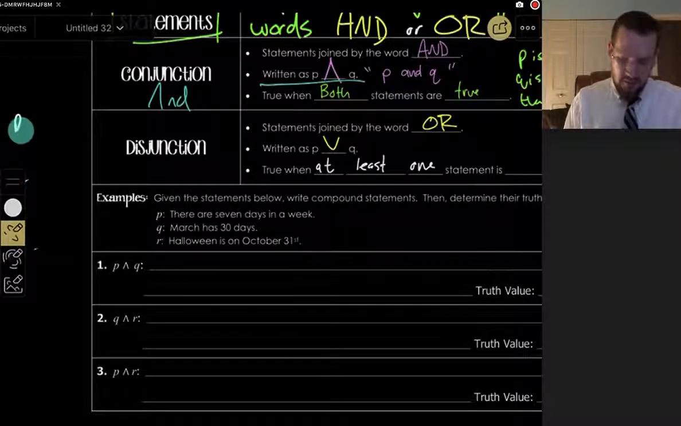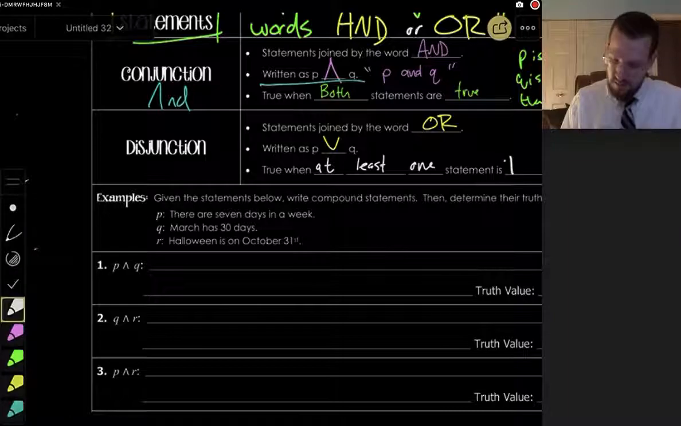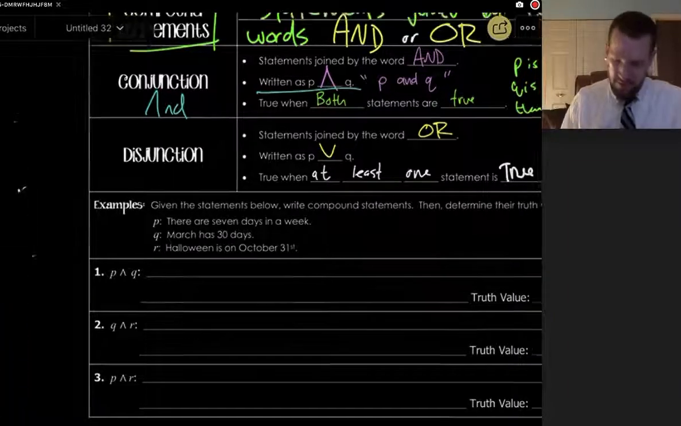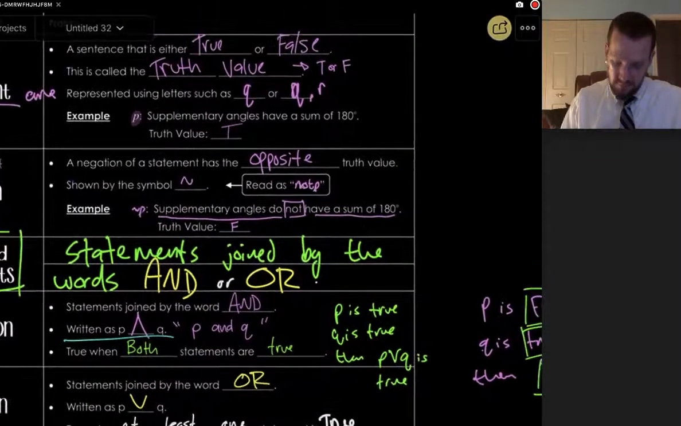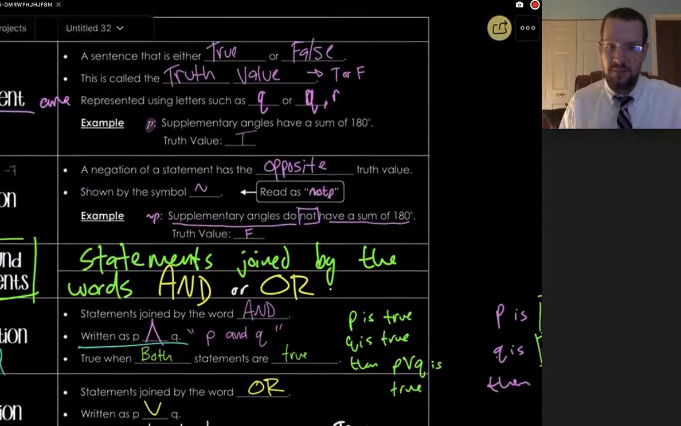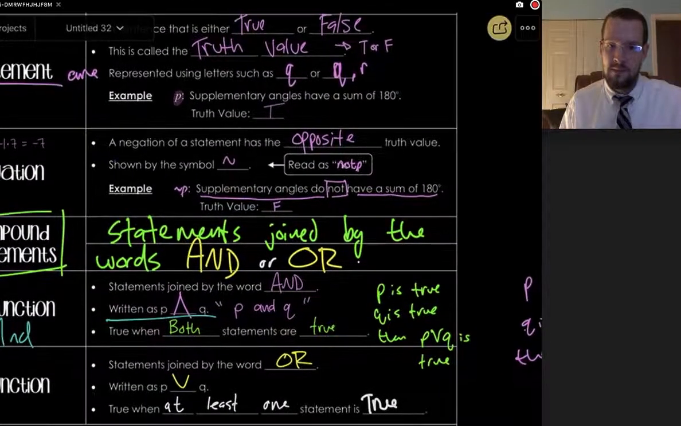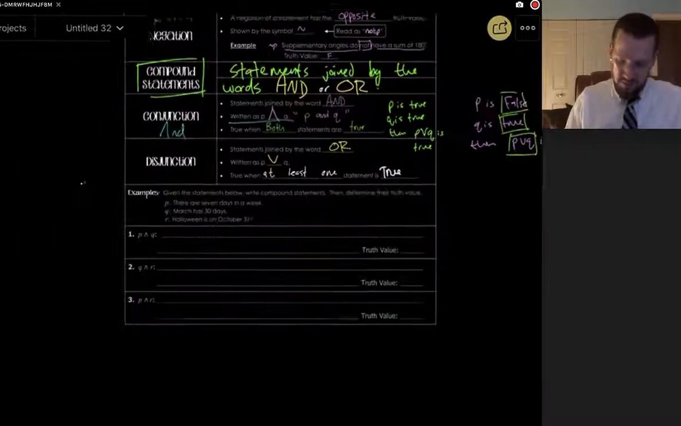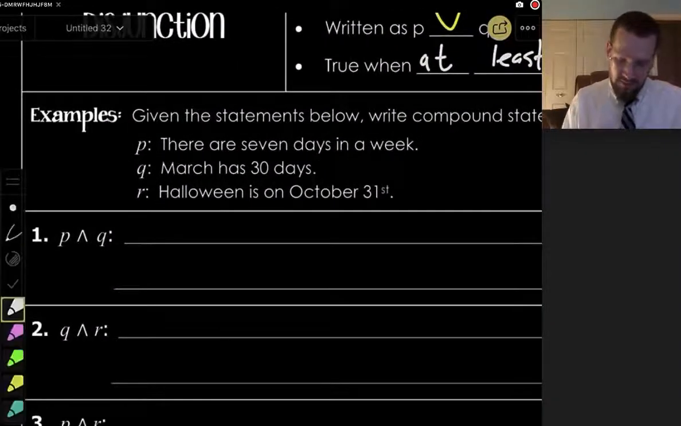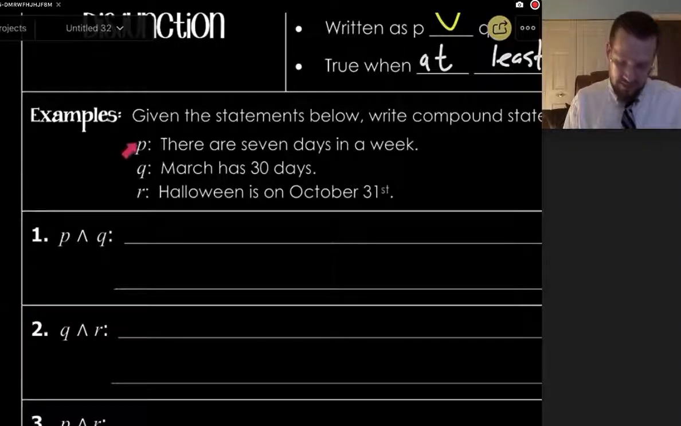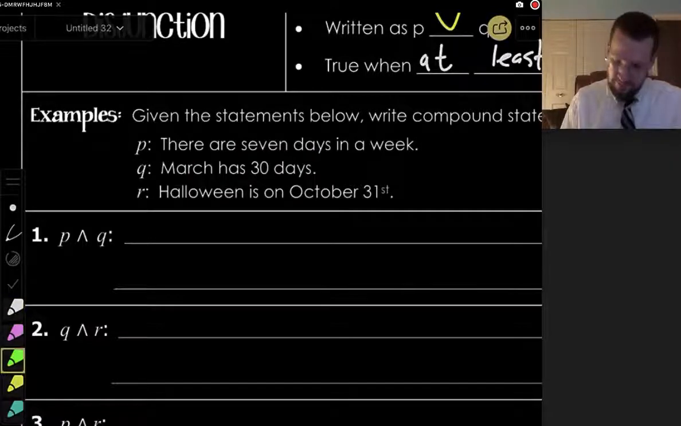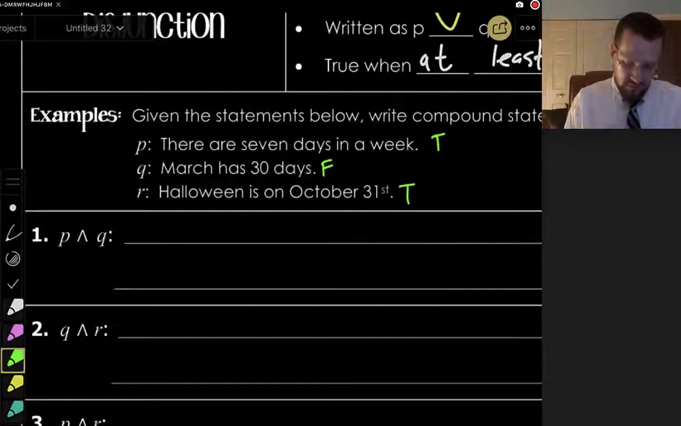So now we have all of our notes here. One last look, and then we are going to look at an example of this. Let's examine these statements here, P, Q, and R. P: there are 7 days in a week. That's true. Q: March has 30 days. That's false. R: October 31st is Halloween.